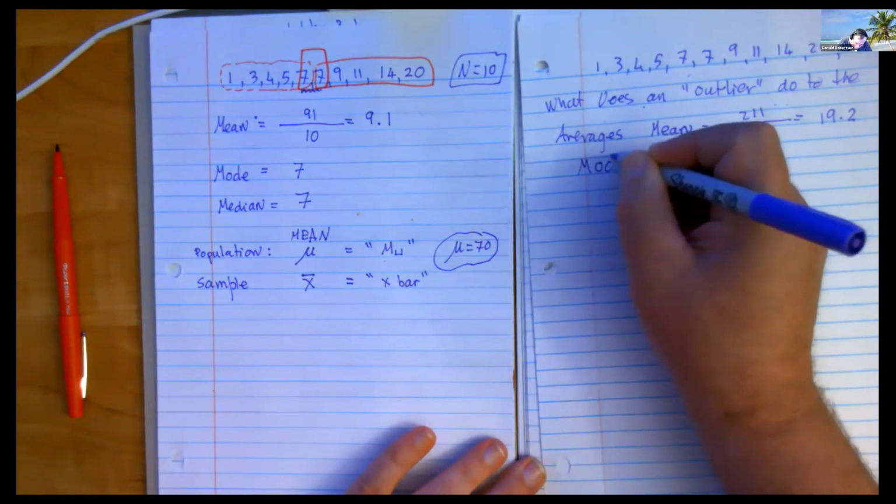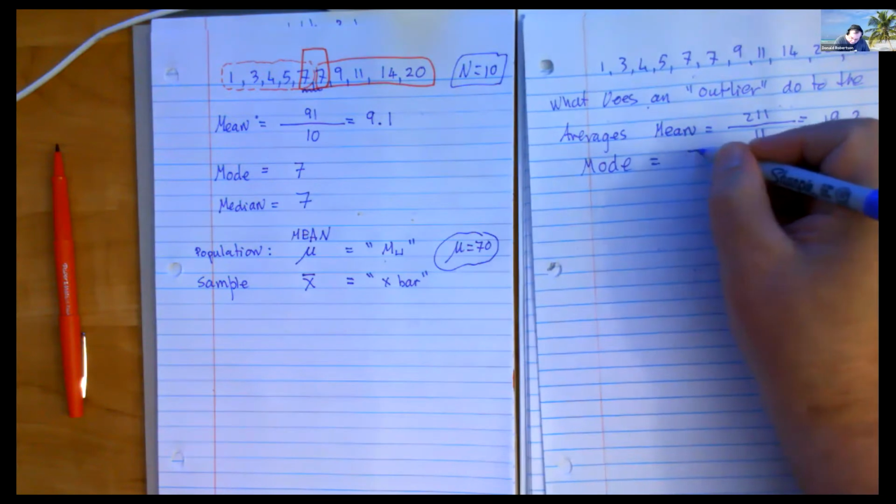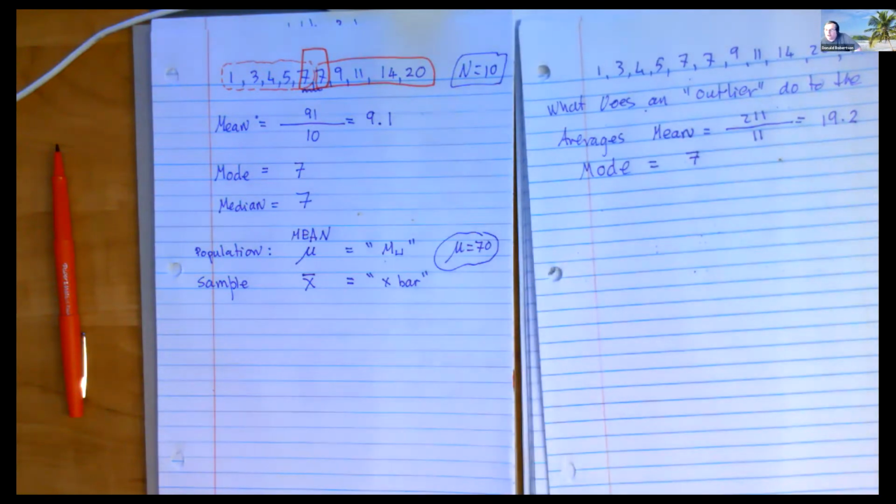Is the mode still 7? Yeah. So does the mode get affected by an outlier? No. Does the mean get affected by an outlier? Yep. Big outliers make the mean a lot bigger. Small outliers, in a different set of data, can make the mean much smaller than it should be.